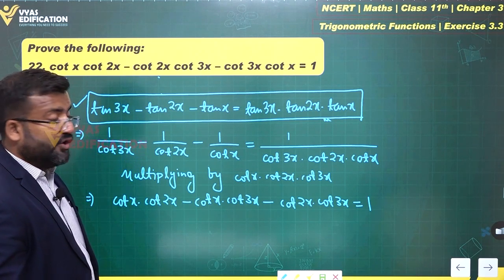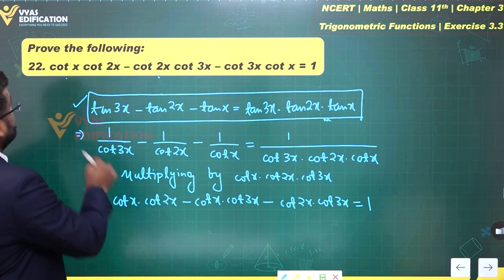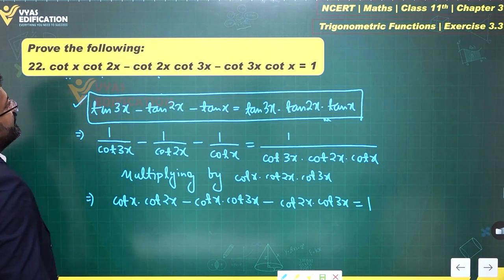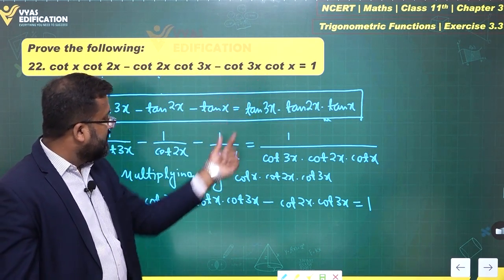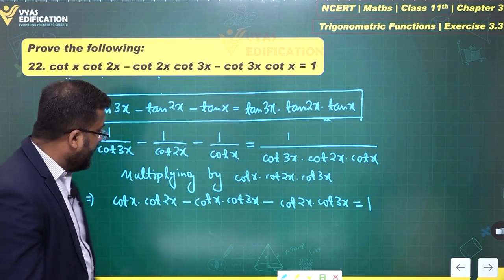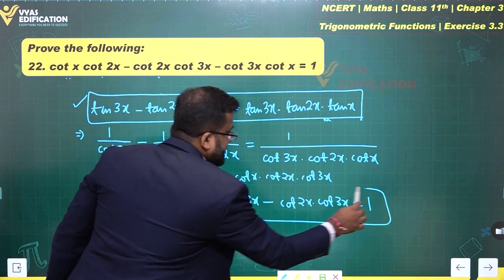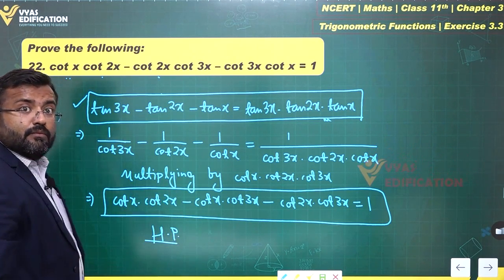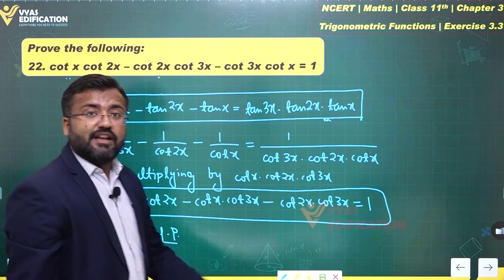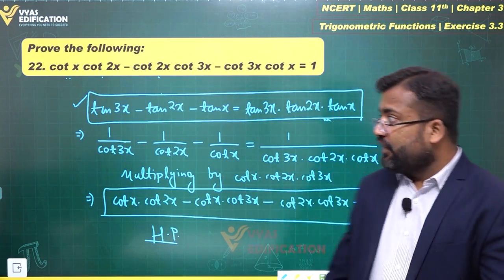And do you observe something interesting? What you have over here is cot x, cot 2x, okay, cot 2x, cot 3x with a minus, and cot 3x, cot x with a minus, and that is equal to 1. Yes, this is what we obtain, and is that done? Yes, that's done. This is the complete proof for this one.